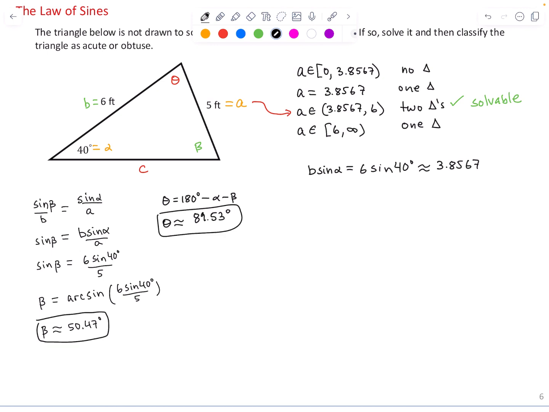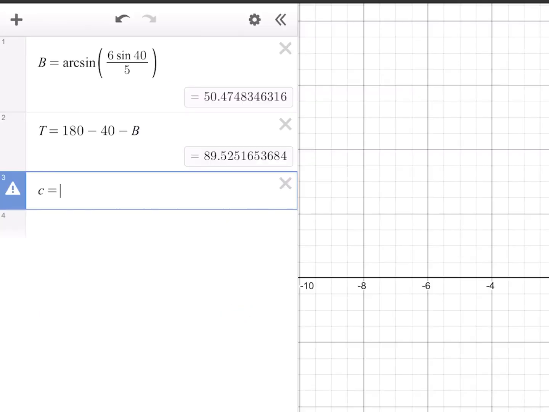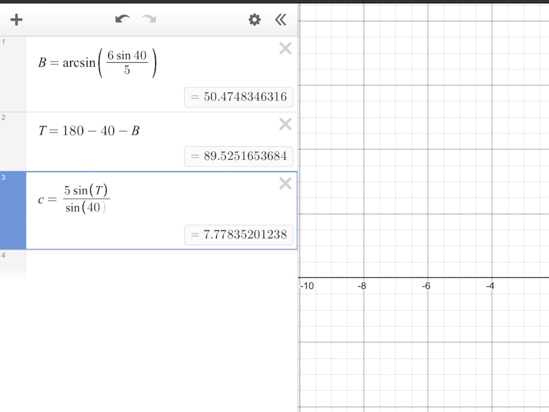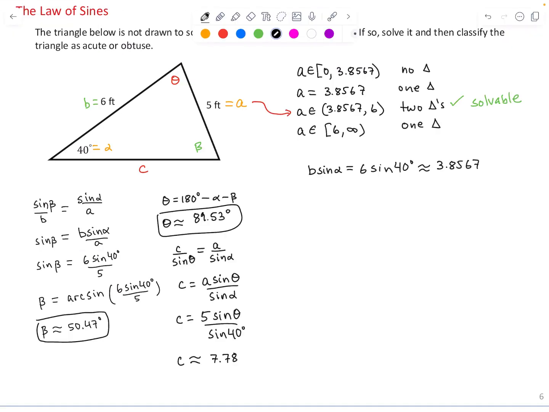And now we can find C using the law of sines. C divided by sine theta is equal to, and I'll use the A alpha ratio, A divided by sine alpha. C is equal to A sine theta divided by sine alpha. A is 5. I'll leave theta unsubstituted. I'm going to use technology to substitute the precise value of theta into this position, and then divide by sine 40 degrees. So C is equal to A, which is 5, times the sine of theta, using capital T for the theta, divided by sine 40 degrees, and we get about 7.78. This would be measured in feet.